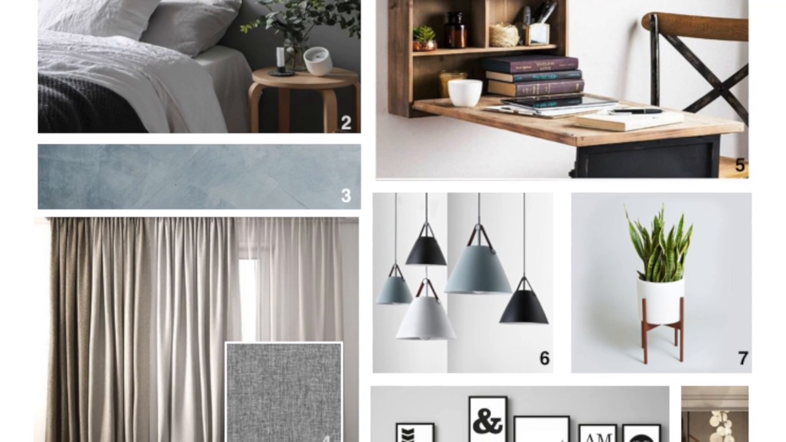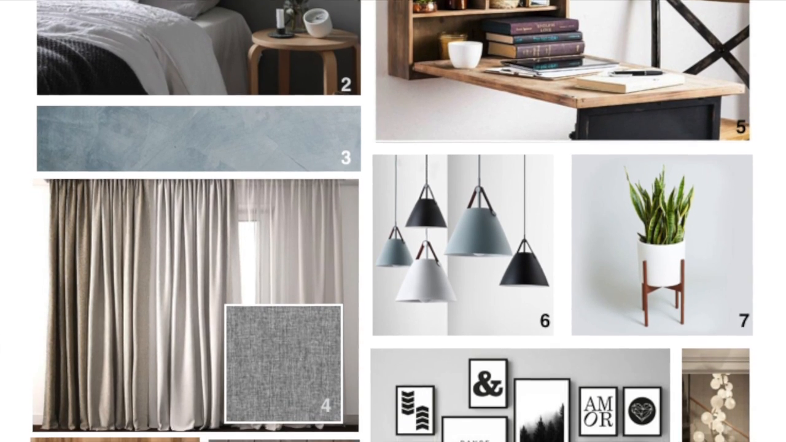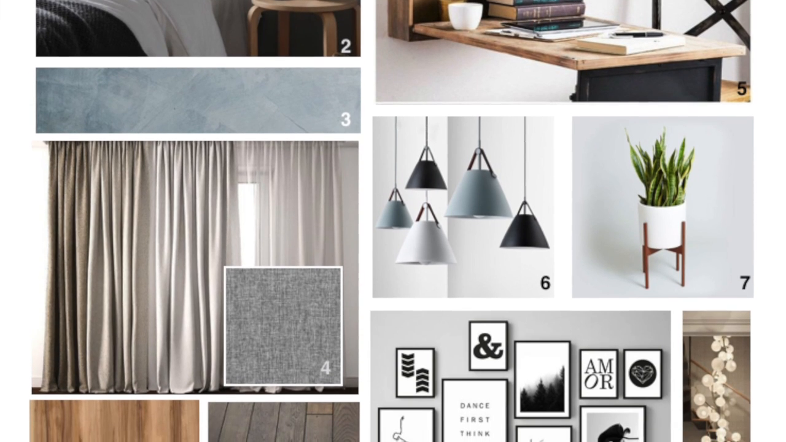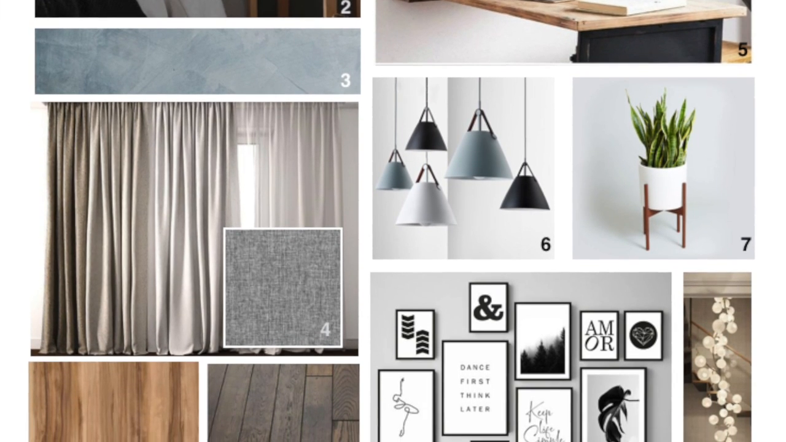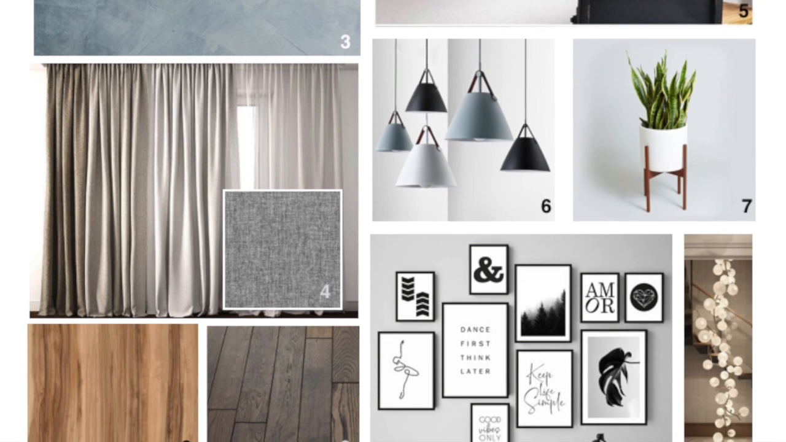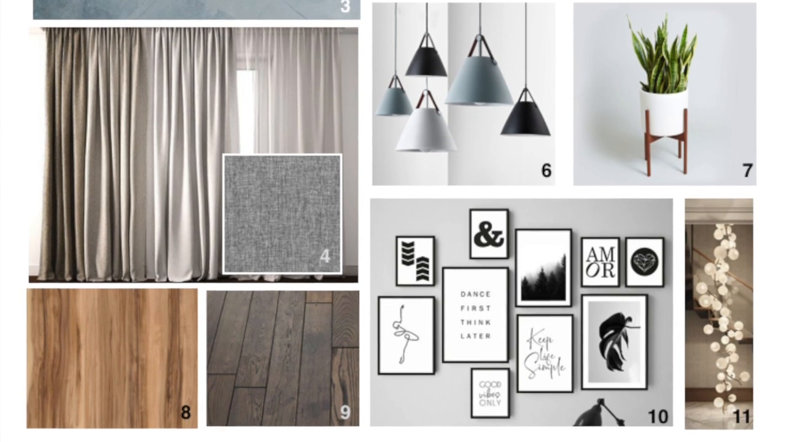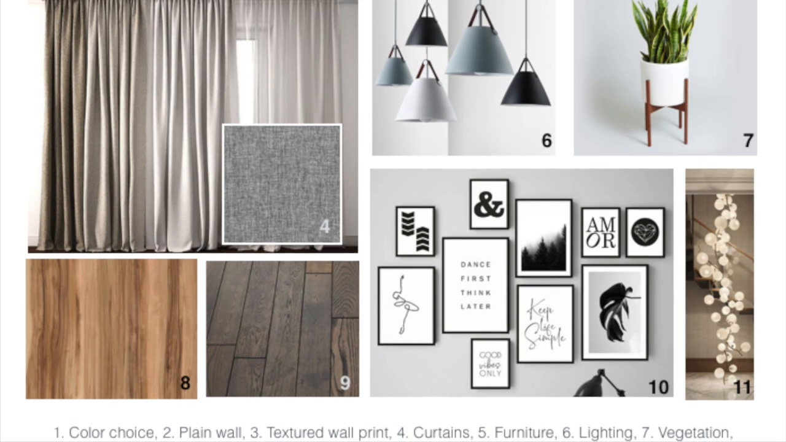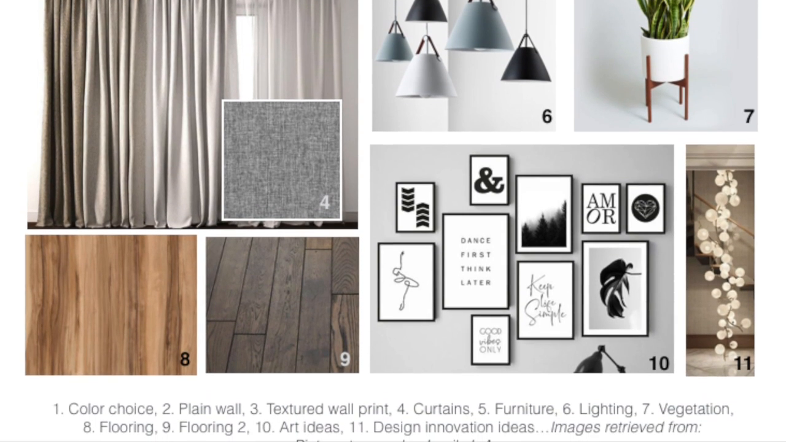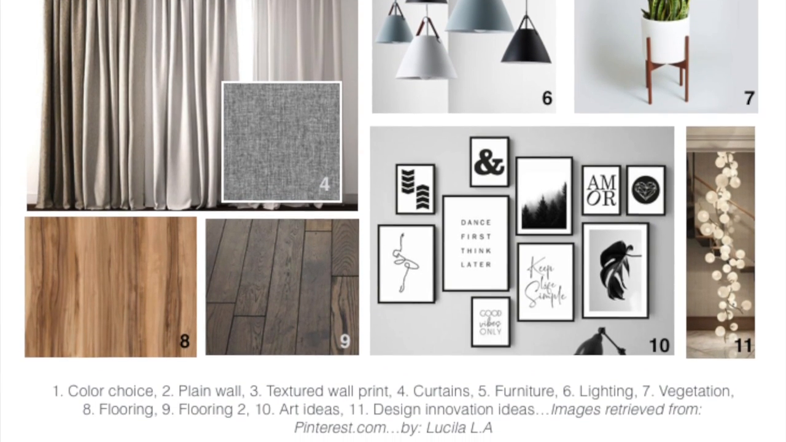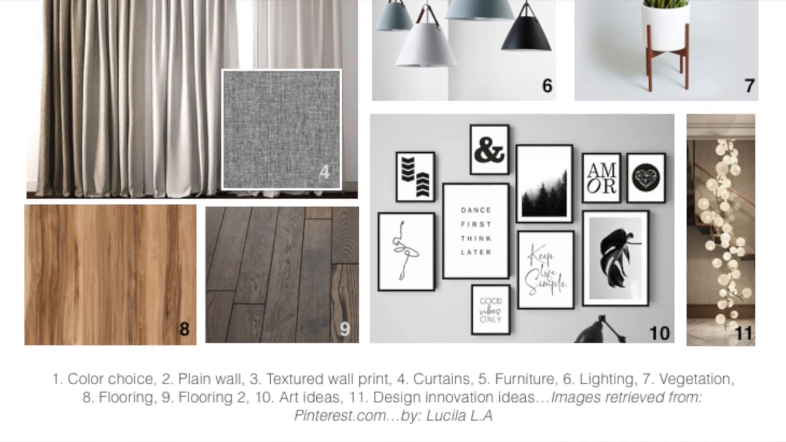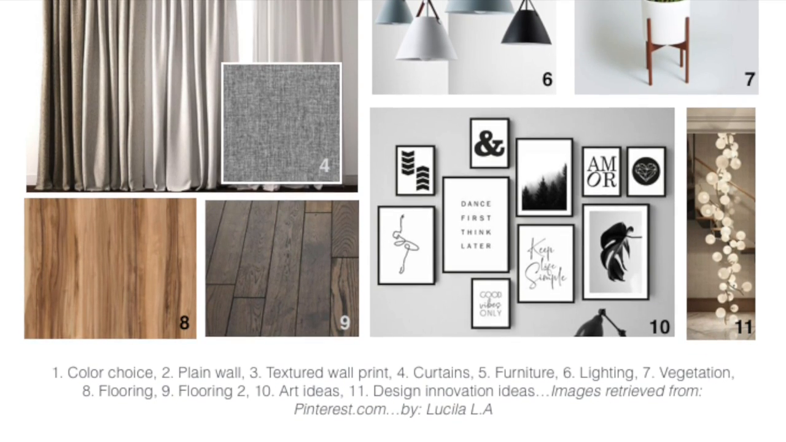Then we have the two types of flooring, and the art ideas that are usually very monochromatic. Then we have the design innovations that are mainly different kinds of lamps with different shapes. For example, the use of round shapes that are going to give a different approach to the design.